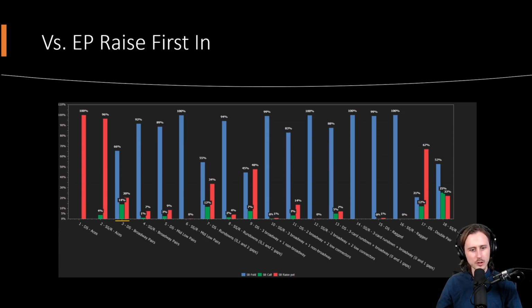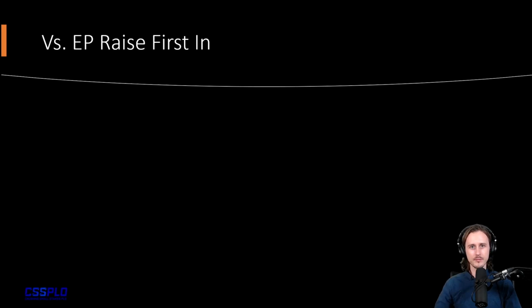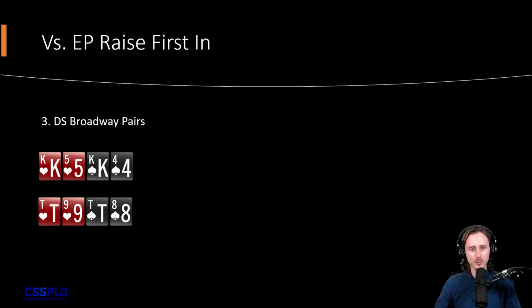We're going to look into some of the double-suited Broadway pairs, some of the double-suited rundowns, and some of the single-suited and rainbow double paired hands. We're going to start off by looking into the double-suited Broadway pairs here. Hands like King 5-4 and 10-9-8 double-suited are great hands to cold call here from the small blind versus an RFI from early position. Now these hands are too strong to fold here, but they also don't play great as a 3-bet, not blocking an ace, and therefore not blocking 4-bet ranges.